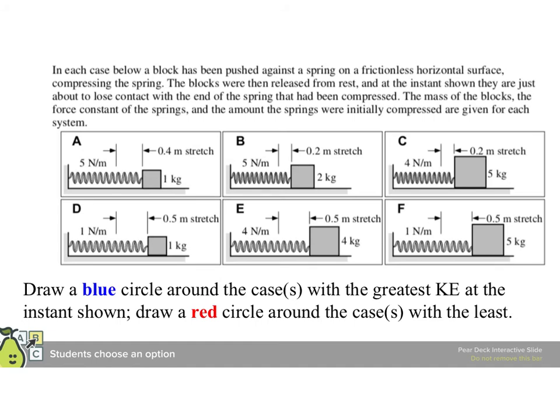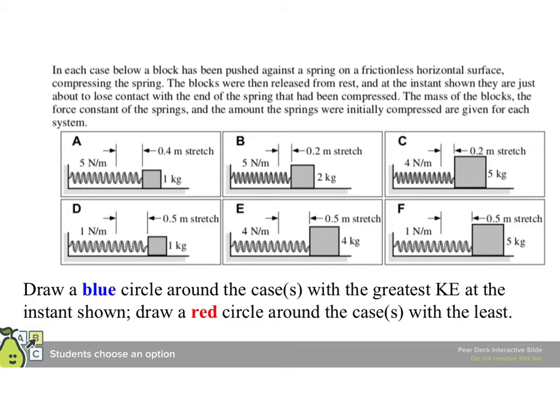All right, in each case below, a block has been pushed against a spring on a frictionless horizontal surface, compressing the spring. The blocks were then released from rest, and at the instant shown, they are just about to lose contact with the end of the spring that had been compressed. The mass of the blocks, the force constant of the springs, and the amount the springs were initially compressed are given for each system. Draw a blue circle around cases with the greatest kinetic energy at the instant shown, and draw a red circle around the cases with the least.